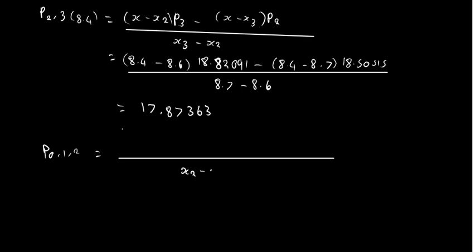So this one is going to be P1,2, right? And then here we're going to have x minus x0, minus x minus x2, then it's going to be P0,1. Sorry, everything's starting to look the same over here.